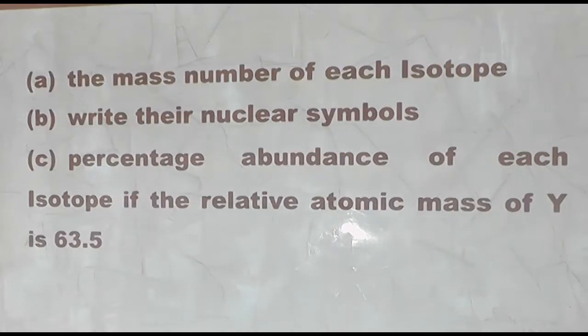Calculate A, the mass number of each isotope. B, write their nuclear symbols. C, calculate the percentage abundance of each isotope if the relative atomic mass of Y is 63.5.